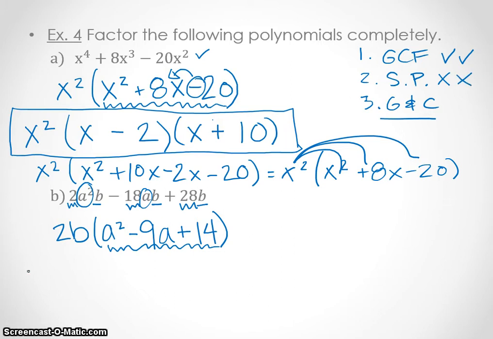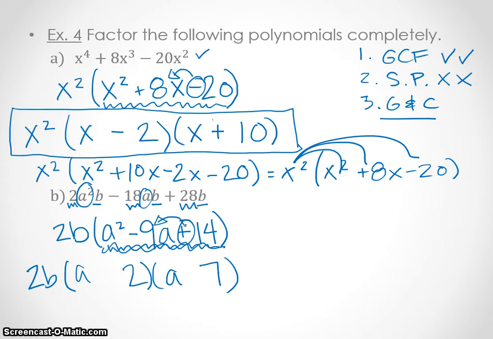So again, the 2b just kind of hangs out front. And then I make my two binomials out of what's in here. So a squared, the only way I can get that is a and a. Then I need factors of 14 to add to 9. Well, that would be 2 and 7 in my book. Now I need the same signs because this is positive, but they both need to be negative because of that middle term. So let's try this.